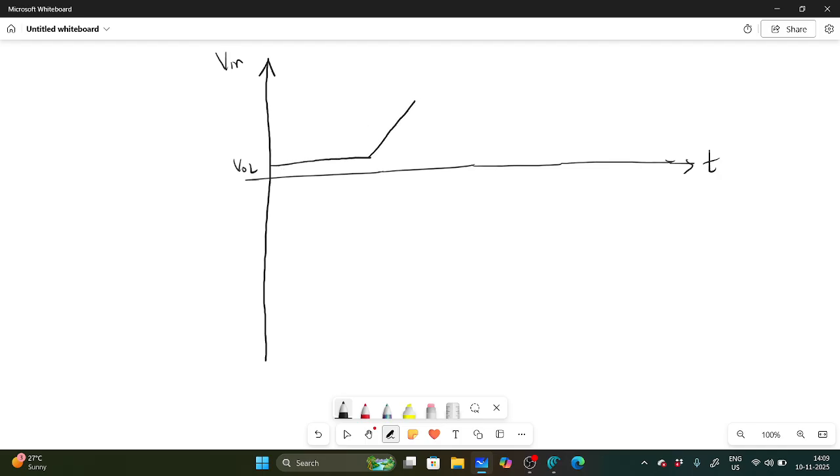Here this will increase like this and it will be constant, and it will decrease like this and become constant. This is where it is coming to 50%. Let us take this as V 50% of the input, and this is VOH.